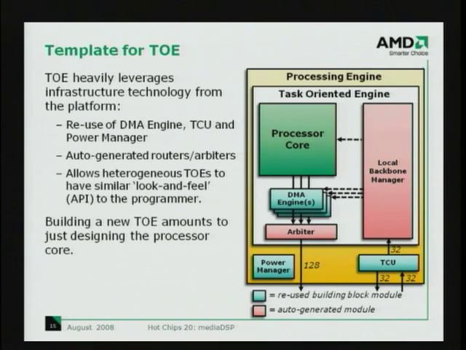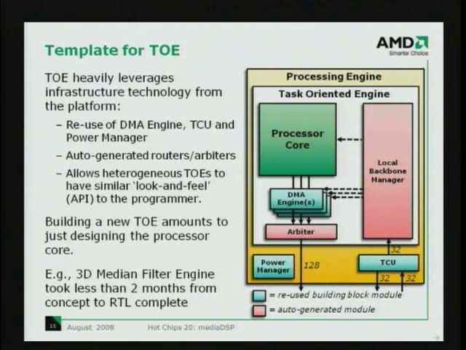And then the blocks shown in red here are simple bus managers and arbiters and so forth, and we actually have gotten to the point where we have a utility that lets us generate validated Verilog code just from a simple ASCII specification of these blocks. So it makes it very easy to achieve the interconnect among all these blocks and build one of these task-oriented engines. Using this kind of technique, our design productivity has gotten to the point where we can do something like a 3D median filter engine in just a couple months.